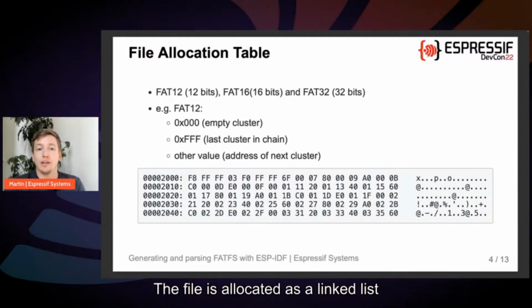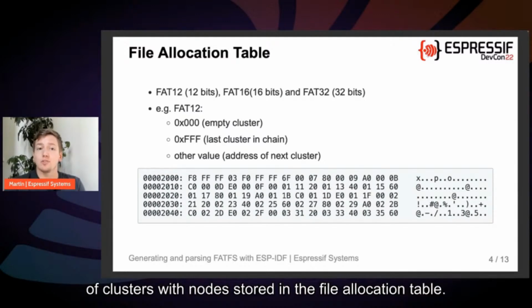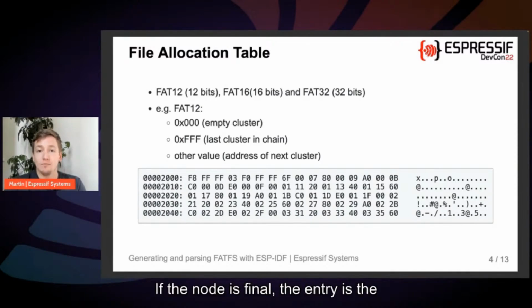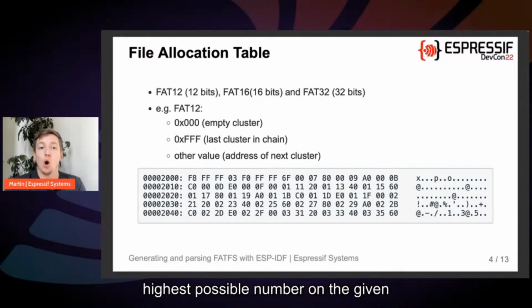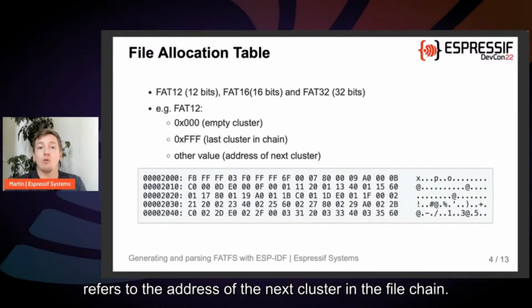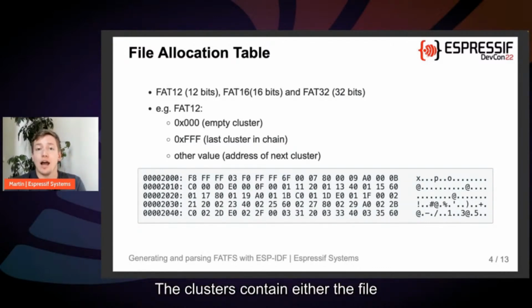The file is allocated as a linked list of clusters with nodes stored in the file allocation table. The linked list node corresponds to the FAT table's entry. If the node is final, the entry is the highest possible number on the given number of bits, therefore all Fs in hexadecimal code or all ones in binary. All zeros determine free space. Otherwise, the number in the FAT entry refers to the address of the next cluster in the file chain. The clusters contain either the file content or references to other files or directories and yield the tree structure.